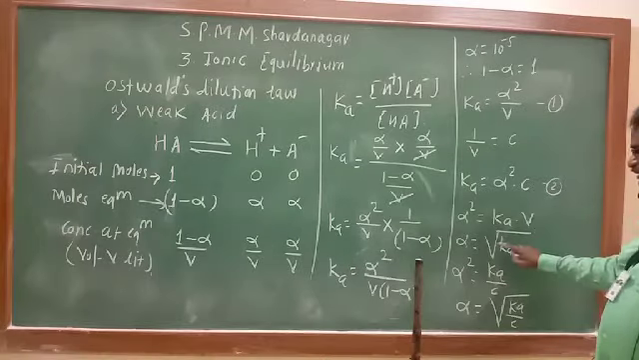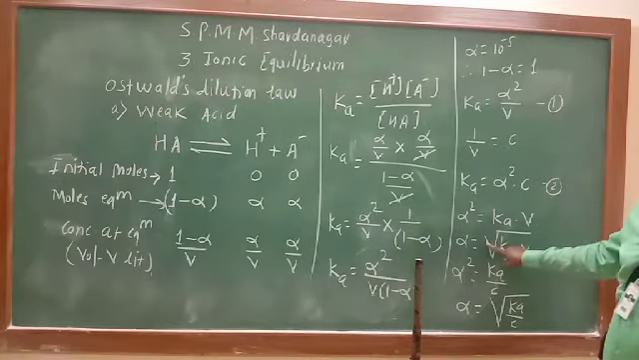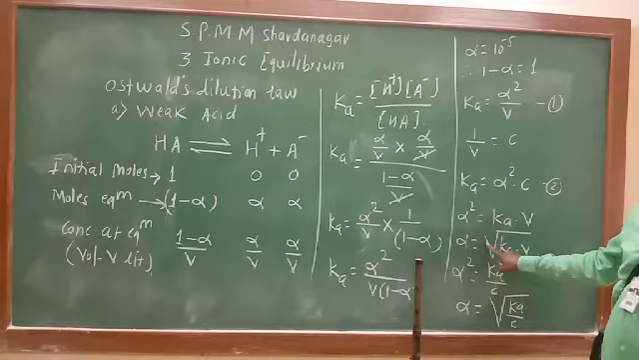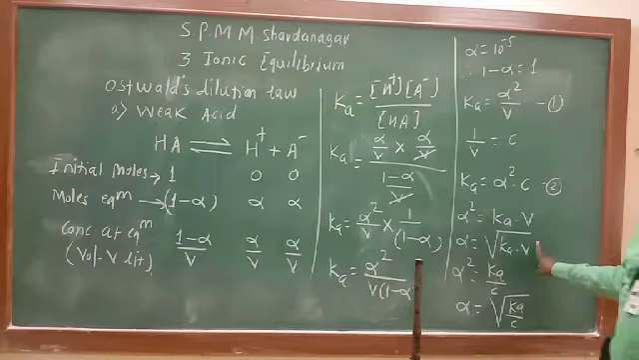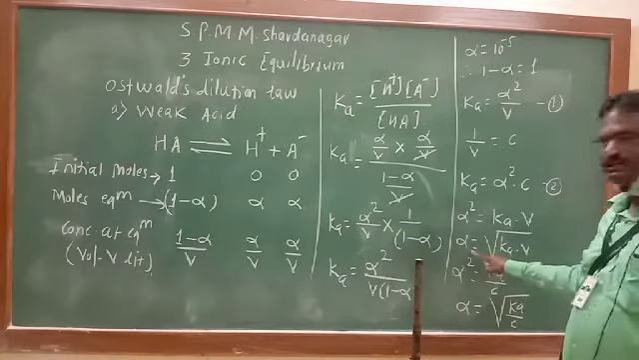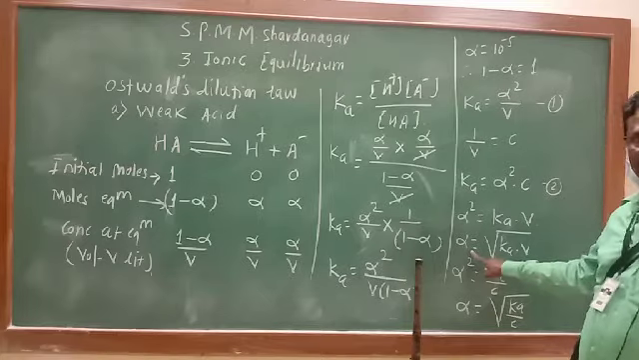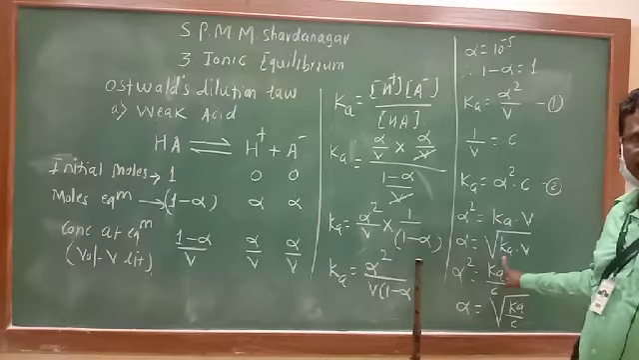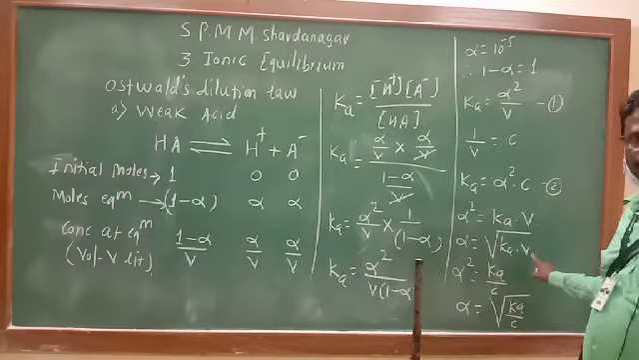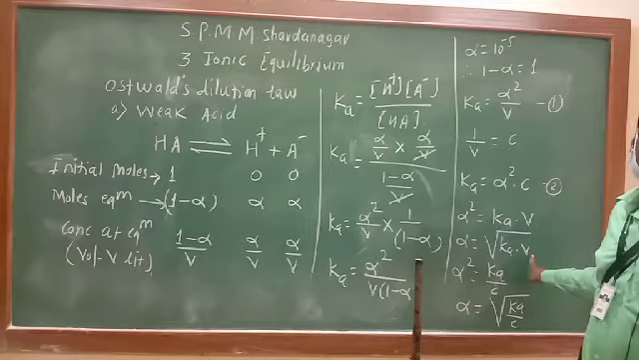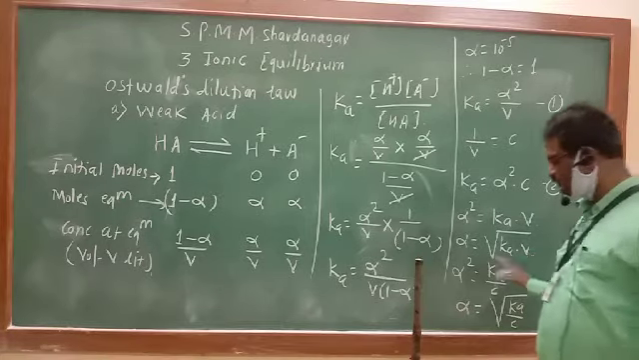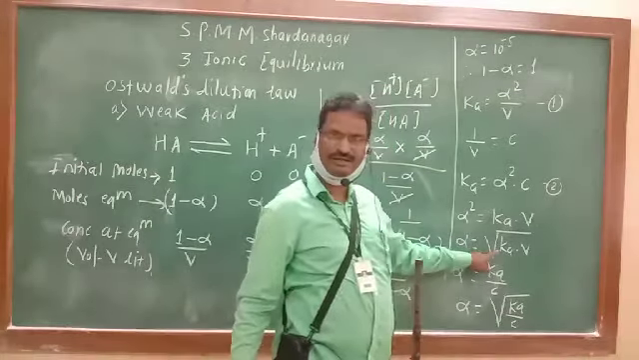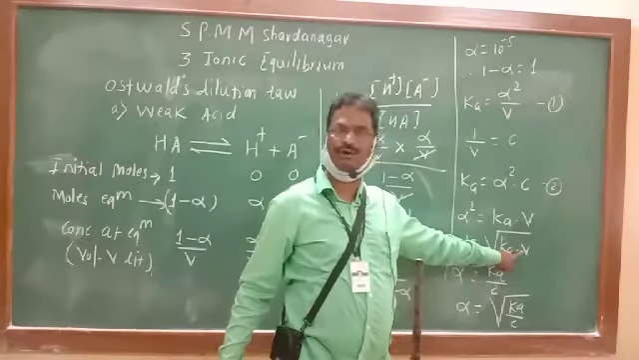So, from this equation, what is the Oswald dilution law? See, Oswald dilution law is a mathematical law. From this equation, it is stated that degree of dissociation alpha is directly proportional to square root of dissociation constant as well as directly proportional to square root of volume. Volume means dilution. Degree of dissociation alpha is directly proportional to square root of dissociation constant as well as directly proportional to square root of dilution.